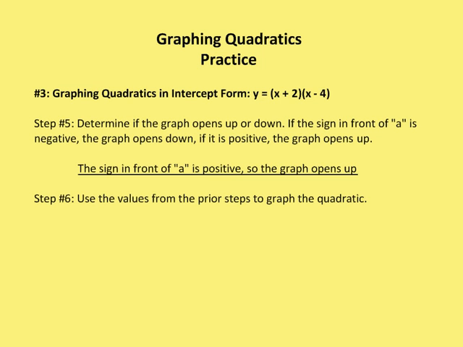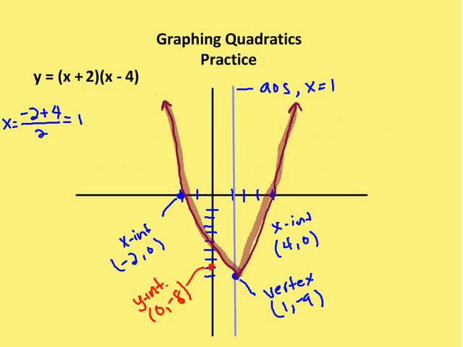The a value we see is positive. It's actually 1. Again, it's not stated because it is 1. It's positive, so the graph is going to open up. And finally, we're just going to use these values to finish graphing the quadratic. And you can see very easily, we just draw that burgundy line through all the points that we've created. And it looks like I've missed the y-intercept as part of the graph, but it should go right through that.